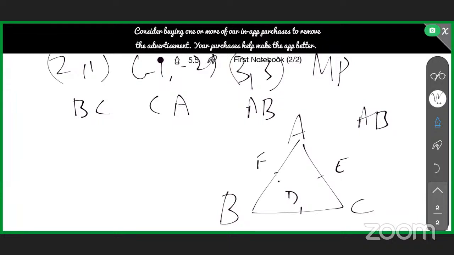Correct? So if I draw this line DE, this line is parallel to AB. Yes or no? Is the equation 3x plus y minus 17 equal to 0?